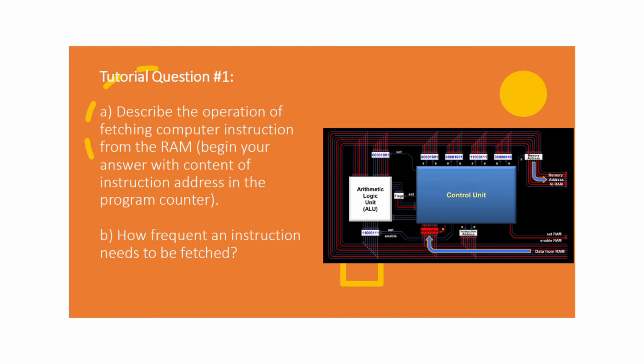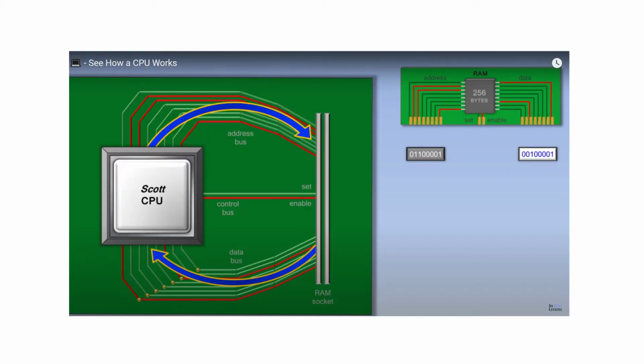Hello guys, today I'm going to answer the tutorial question for the week 6 activity. Question A is to describe the operation of fetching computer instructions from the RAM. First, let's understand how a CPU works.